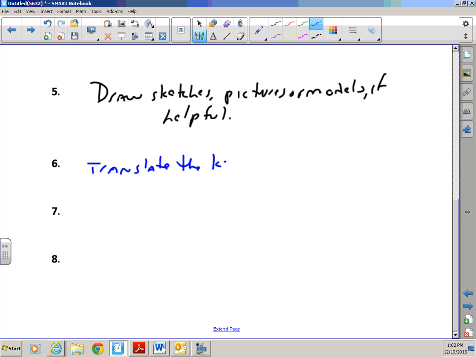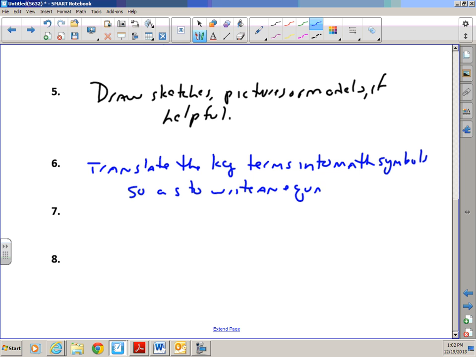Okay, number 6, translate the key terms into math symbols so as to write an equation. So now you're going to be looking for those buzzwords that we've talked about to be able to set up your equation. Solve the equation. Okay? Usually the equations that are set up in word problems are much simpler than what we've been dealing with because the fact patterns can't be that sophisticated.